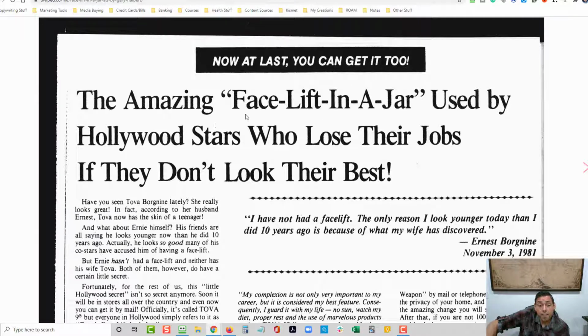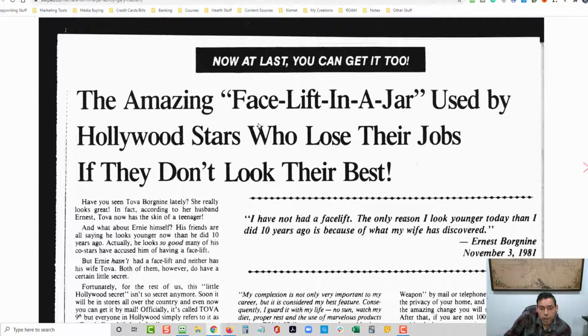Okay, so now at last you can get it too. The amazing facelift in a jar used by Hollywood stars who lose their job if they don't look their best. All right, so a couple things here. One, we start with "now at last you can get it too." What's this doing? This is making a benefit promise that you can get something. It's also stoking curiosity. You can get it too. Get what? Right? So this draws you in some.